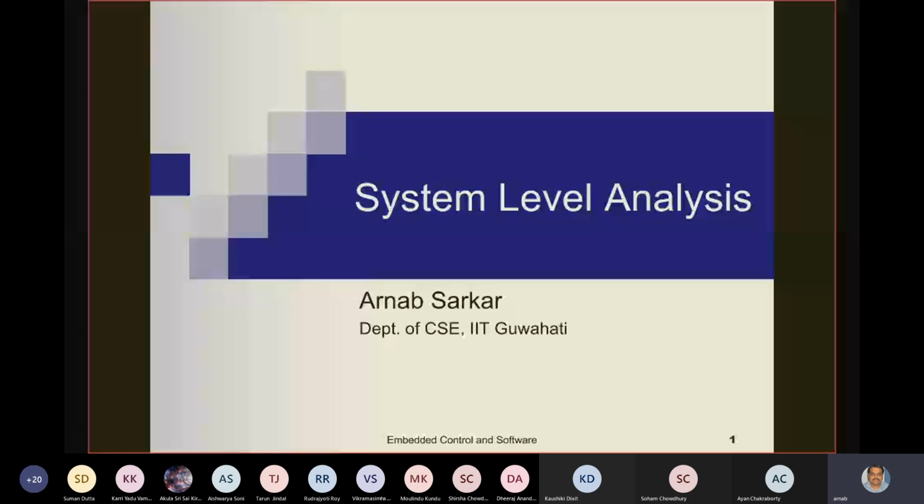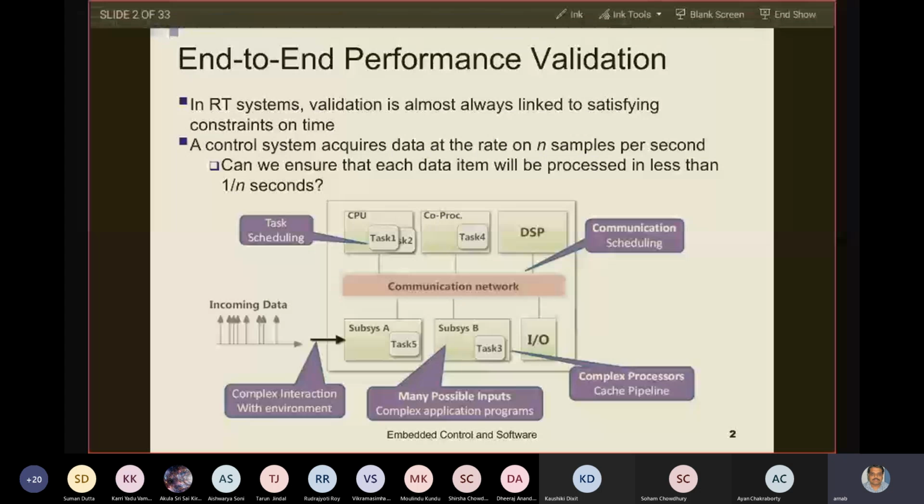So last day we were discussing system level analysis. We said that after we do a hardware software partitioning and we assign tasks to different hardware platforms for their execution, and we assign different types of algorithms and protocols, or rules for execution, on that hardware platform, we need to verify whether the performance requirements corresponding to the controller or whatever embedded system that we are designing is met.